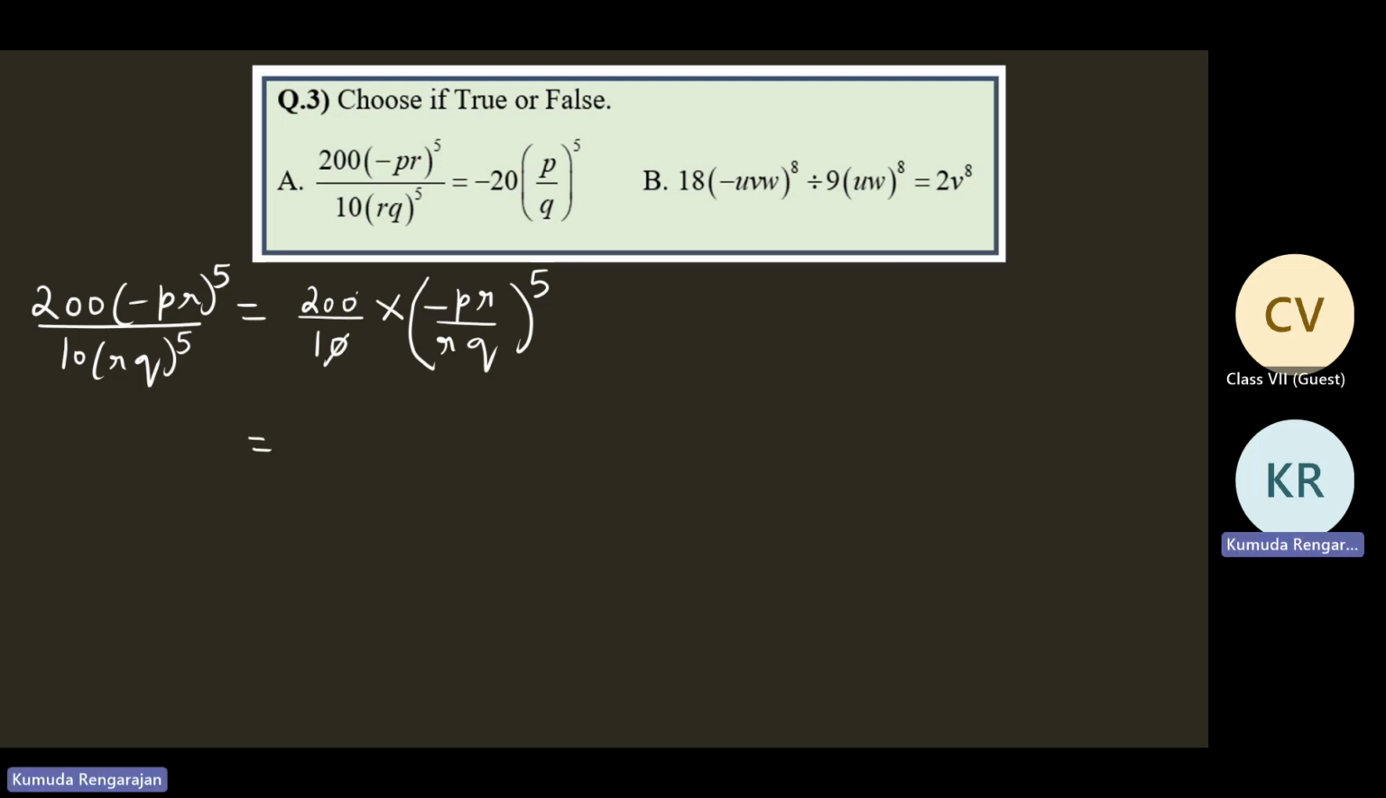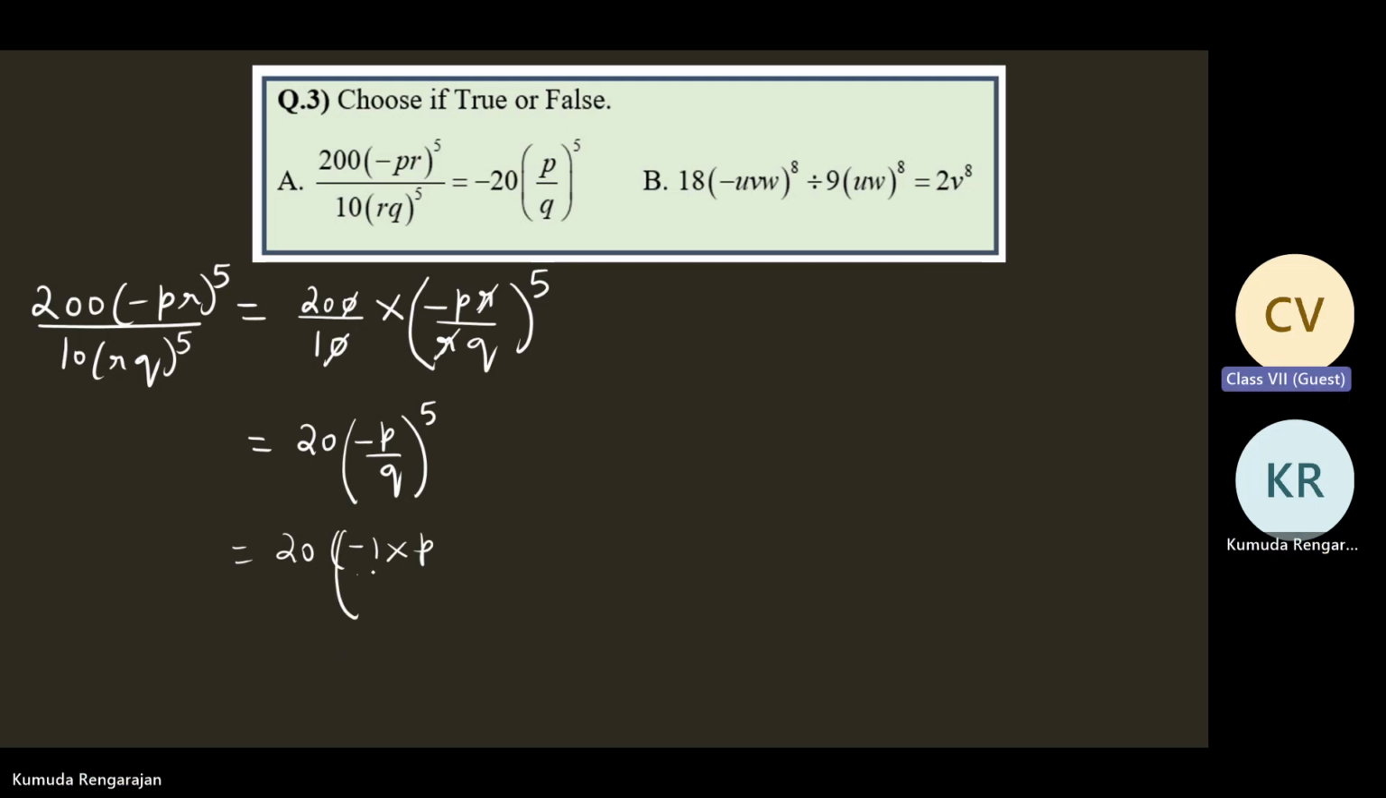So here what will happen? 0 and 0 cancel, so you'll get 20, right? Here can you cancel r and r? Now what is remaining? Minus p by q the whole power 5, correct? Next step is 20, take off the minus sign. So minus 1 into p by q the whole power 5, correct?